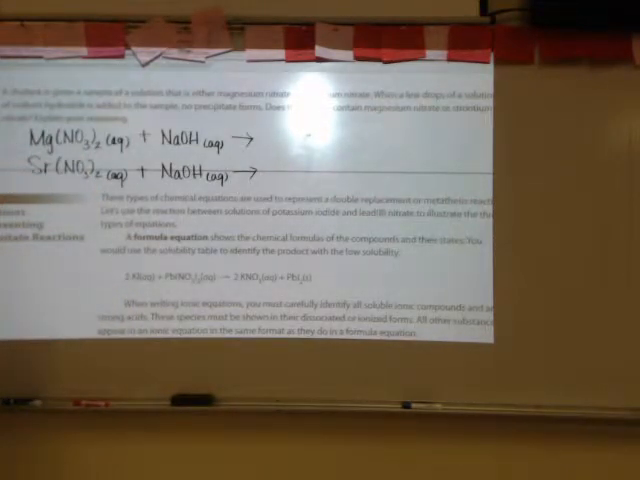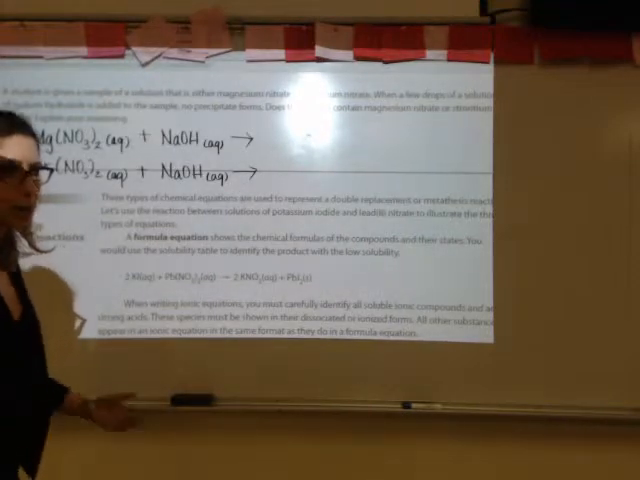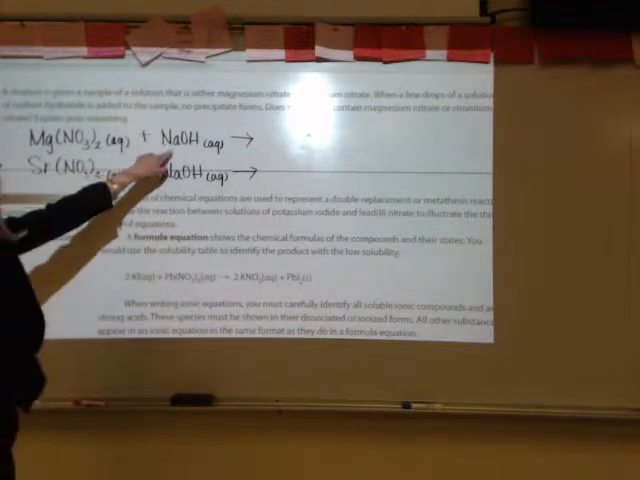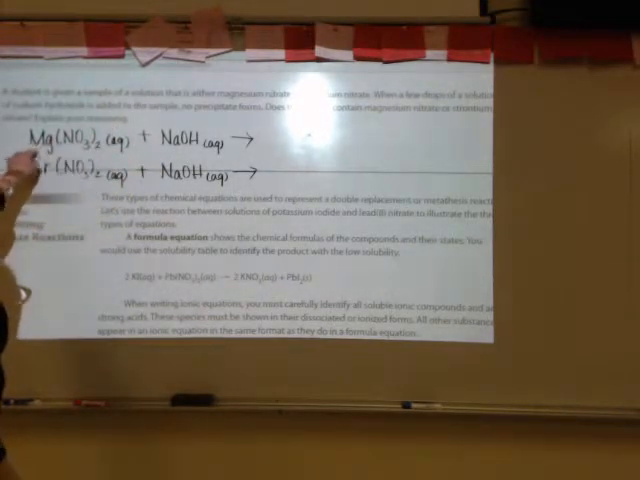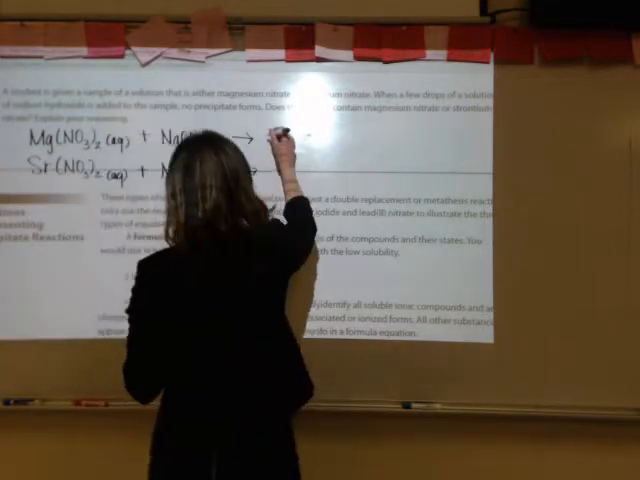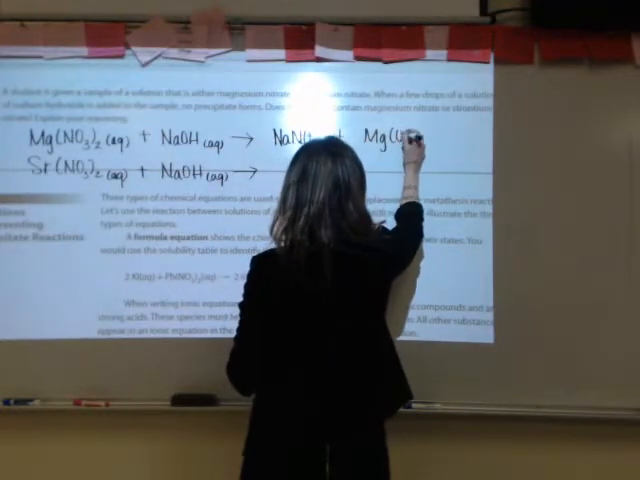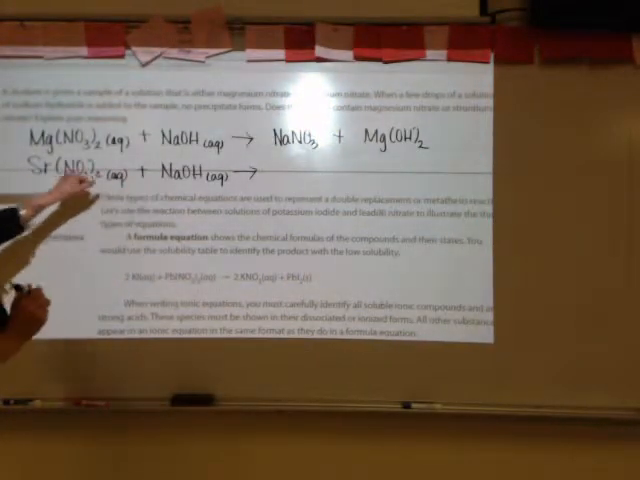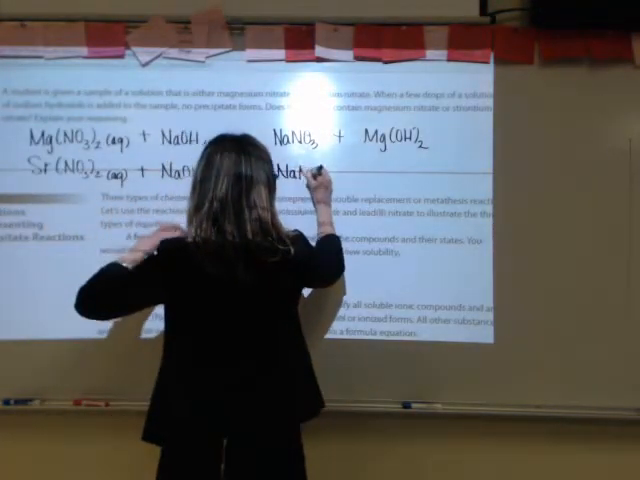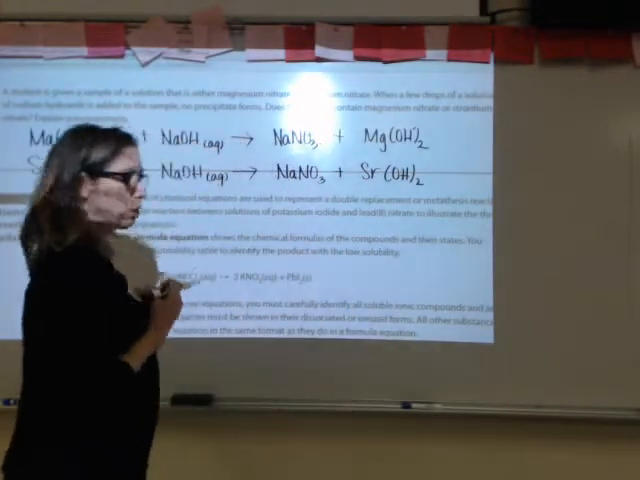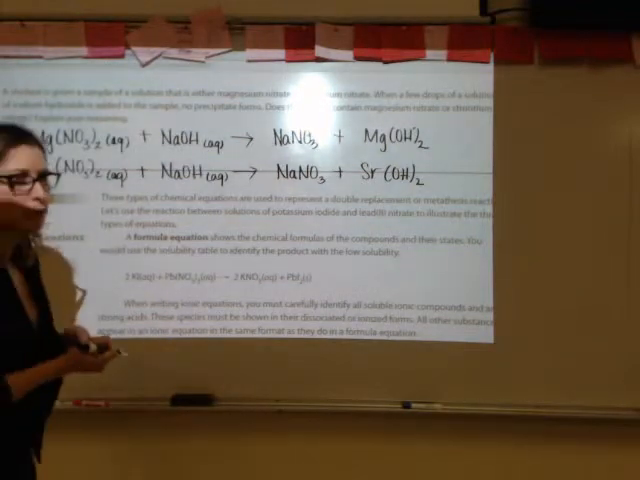Well, what we could do is write out a double replacement reaction and then use the solubility rules to write in the states of matter. Remember, when we're doing a double replacement reaction, you're going to take the cation in each compound and switch them. So magnesium will come over here, sodium will come over here. So you'll have sodium nitrate and magnesium hydroxide. And in the second one, strontium will come here, sodium will go here. We'll have sodium nitrate again, followed by strontium hydroxide. Now I want you to look at the solubility rules and tell me what the states of matter will be on the products.